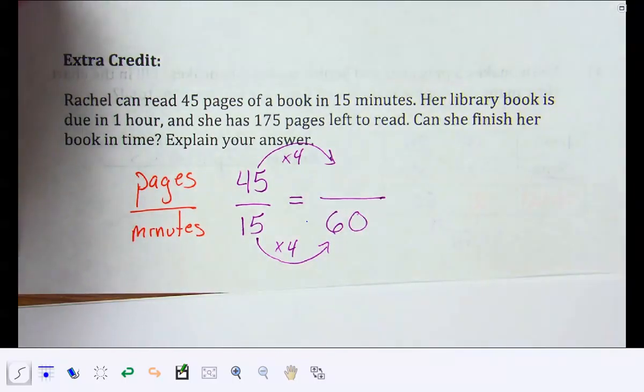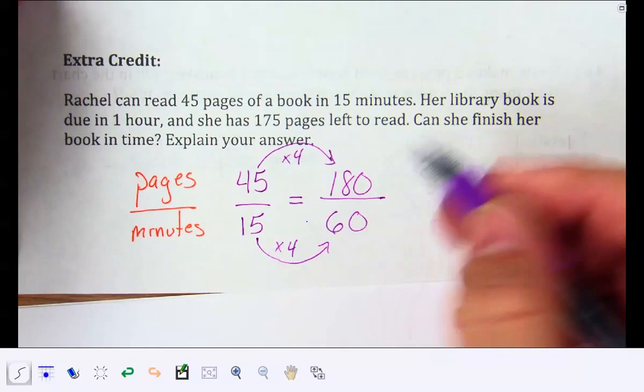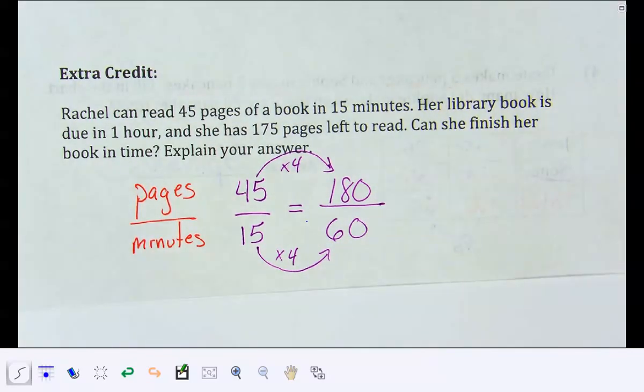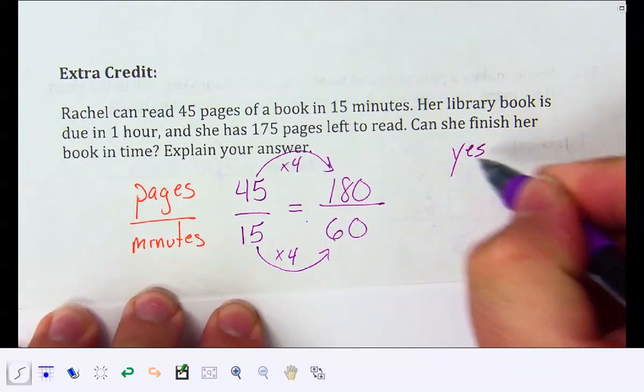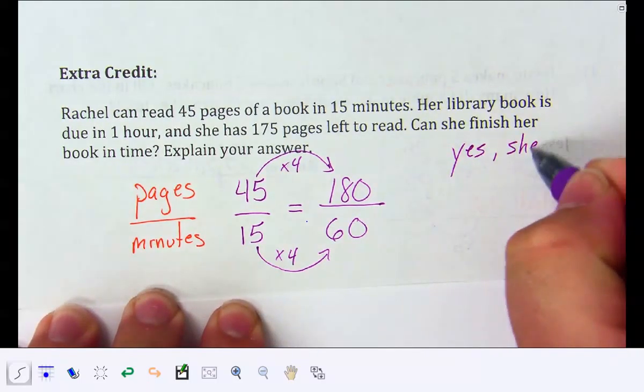And 45 times 4 is 180. Okay, so I have 180 over 60. Can you tell me again what that means? Okay, that means that in 1 hour or 60 minutes, she can read 180 pages. Okay, so I guess we can answer our questions now. Can she finish her book? She has 175 pages left, and she only has 1 hour to do it. So, yes, she can finish her book.